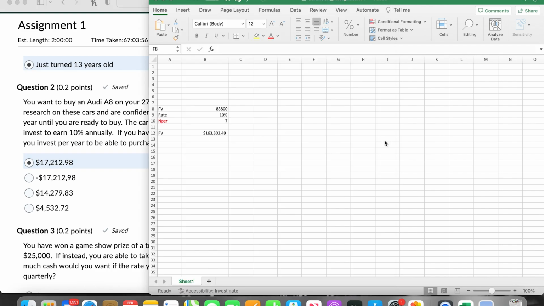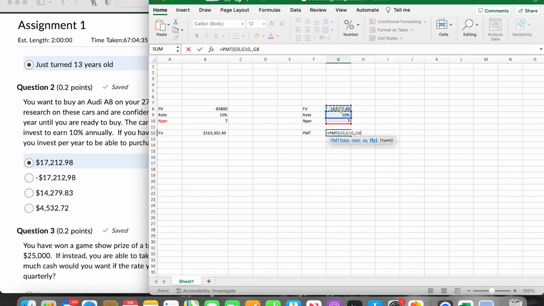So now we're asking, how much are you going to have to pay each year to be able to purchase that car? So we're going to go over here. So the final value that you are looking to buy is that negative $163,302.49. With a rate of 10%, because you can invest 10% annually. And our number of periods is going to remain the same. You're still waiting 7 years because you're buying it on your 27th birthday. You are currently 20. So now we're calculating what is that payment. So we're going to put in our payment function. So 10%, 7 periods.